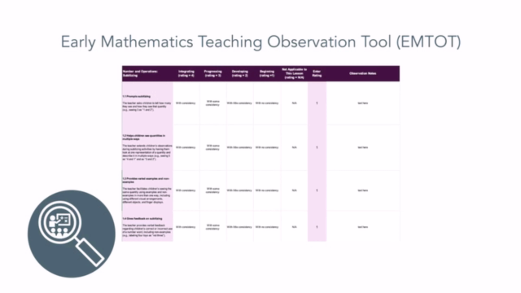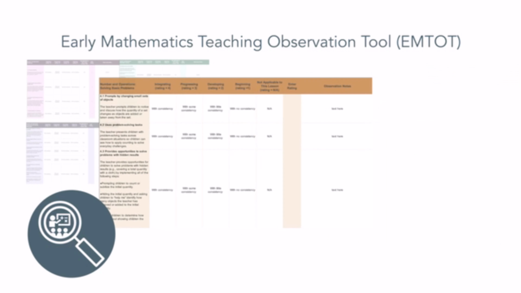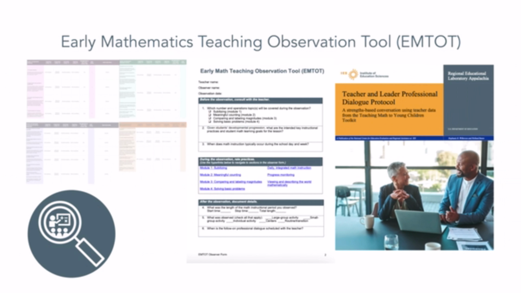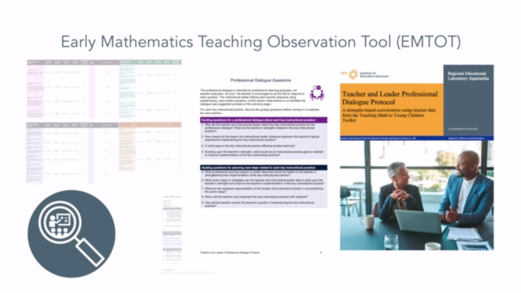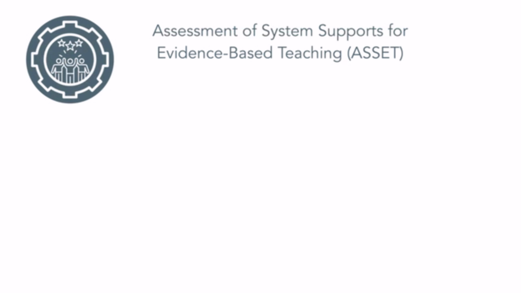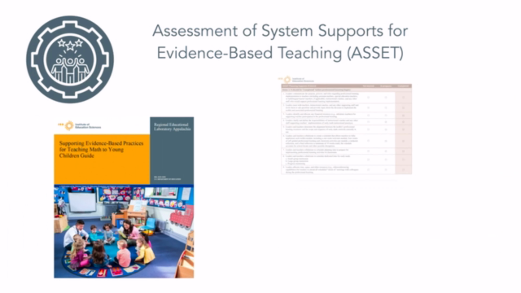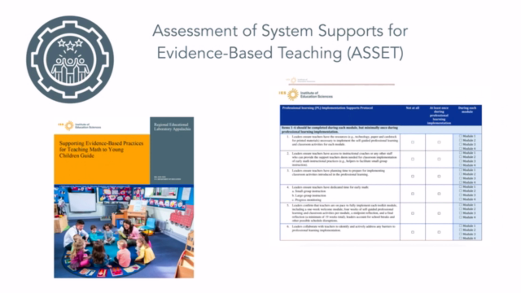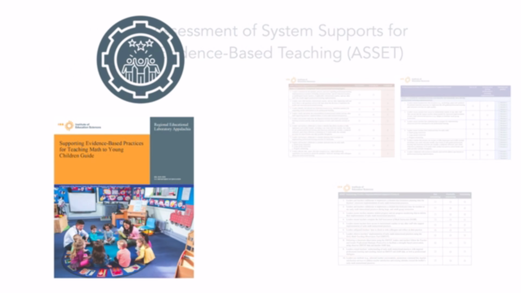The materials also include an early mathematics teaching observation tool, or MTOT, and accompanying professional dialogue protocol that leaders can use to observe teachers' classrooms and engage in a productive, data-informed discussion on areas of instructional practice. The toolkit also includes materials for school, center, and district leaders. These materials include an assessment of system supports for evidence-based teaching, or ASSET, and an accompanying guide to help leaders better understand structures and supports that help teachers use the toolkit and key instructional practices.